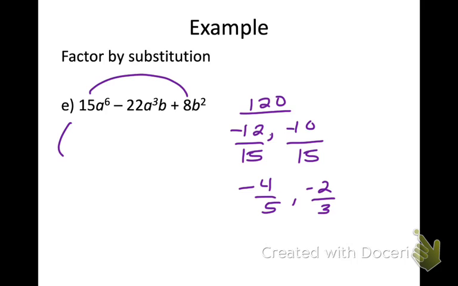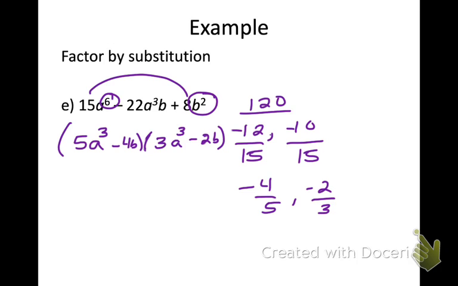So I would normally get 5a minus 4 and 3a minus 2. But what do I need? I need a to the 6th. Well, 3a to the 3rd times a to the 3rd, adding your exponents gets you a to the 6th. But then I also need a b squared. So that means I need to put a b attached to my 4 and my 2. So b there, and a b here, and then I would have it.